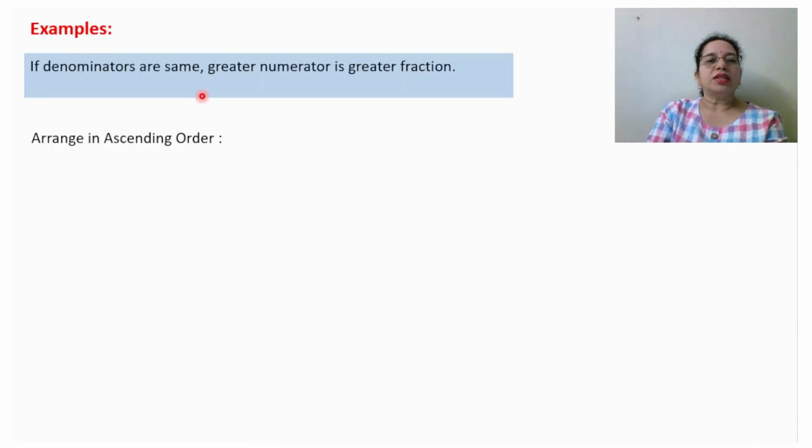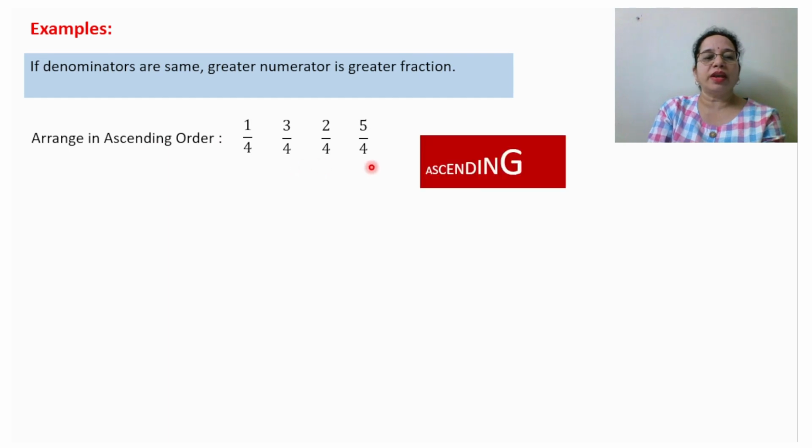If denominators are same, the greater numerator is the greater fraction. This is also there, but for the students this is confusing. So I always suggest students don't use this, but those who can keep this in mind, definitely this is the easiest method to solve. So let us take an example. If the denominators are same, the greater numerator will be the greater fraction. So we need to arrange in ascending order. So first one will be 1 by 4, 2 by 4, 3 by 4 and 5 by 4.